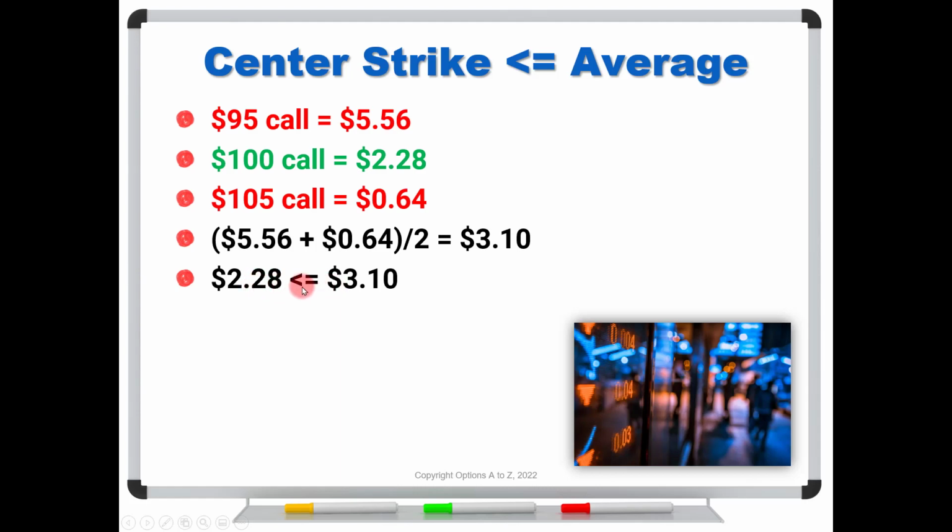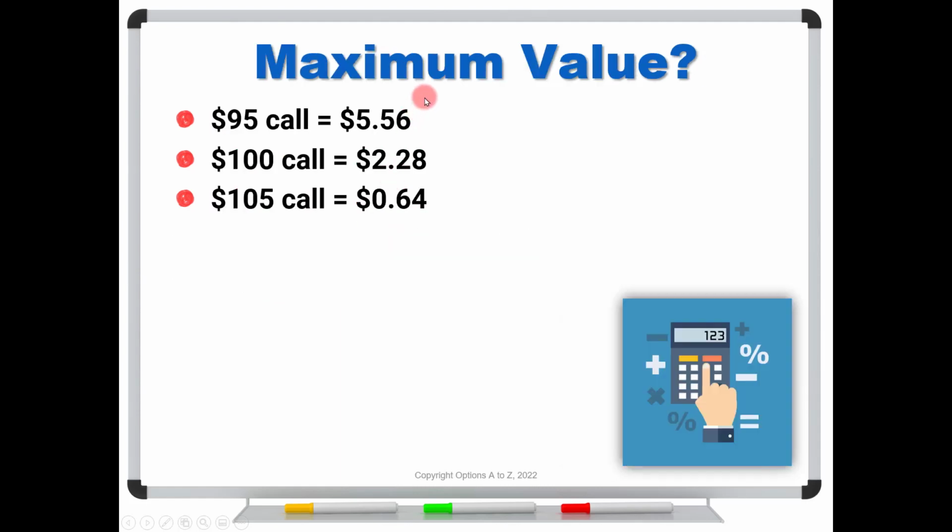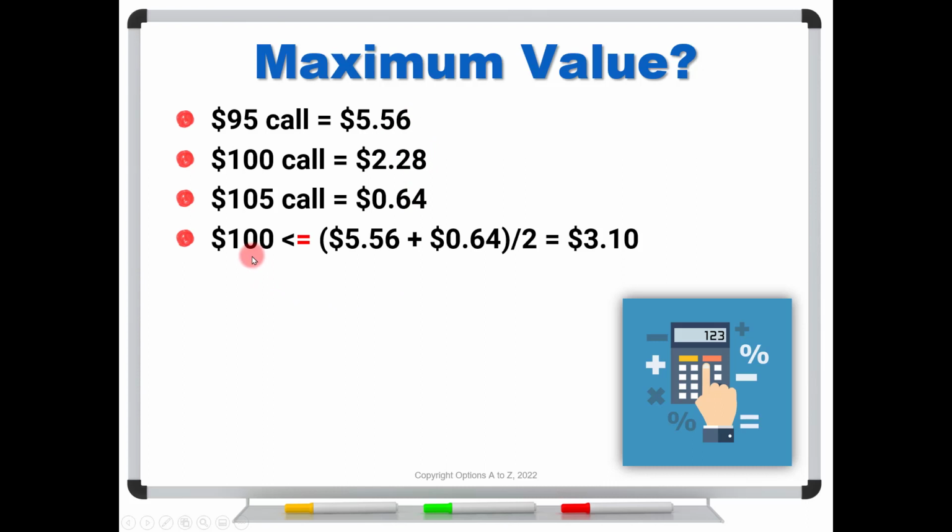So again, because of this inequality, we can also look for the maximum values. If we look at these same option prices, remember it says that our center strike here at 100 has to be less than or equal to the average of these 2. So again, the average is $3.10, which means the very most that this $100 call could ever be worth, assuming the 95 and 105 calls stay at these same prices, would be $3.10.